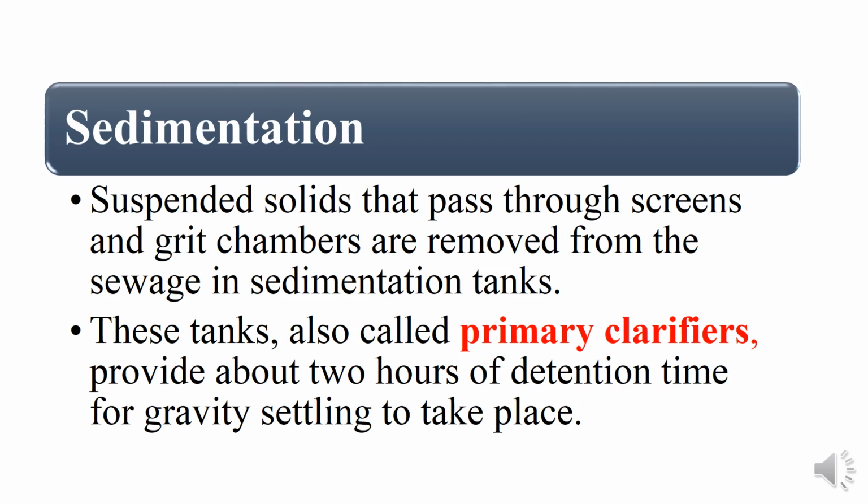Sedimentation process. Suspended solids that pass through screens and grit chambers are removed from the sewage in sedimentation tanks. These tanks, also called primary clarifiers, provide about 2 hours of detention time for gravity settling to take place. In the sedimentation tanks, the water is stopped for about 2 hours. During this time, the suspended solid particles settle down at the bottom of the sedimentation tank.